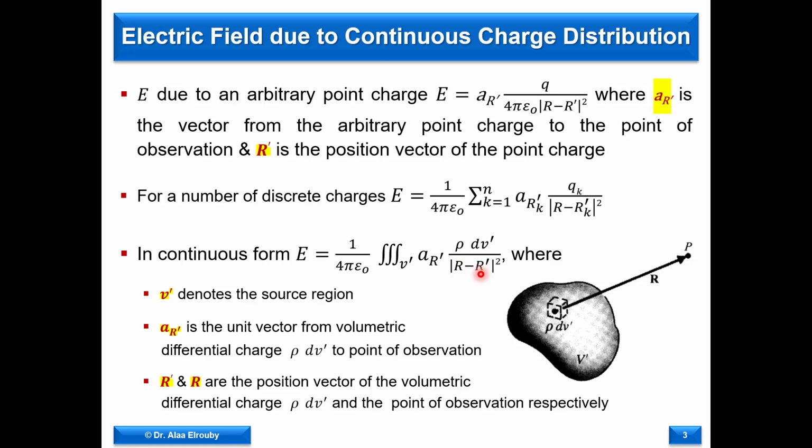R prime is the position vector to the differential volumetric element. And we are integrating over all sources. So this integration means all the volume that does have source is included into the integration. Similar to here, we are summing over all the available point charges.